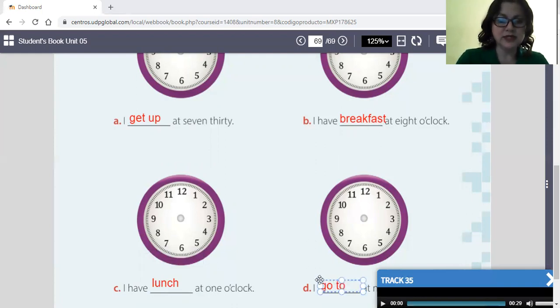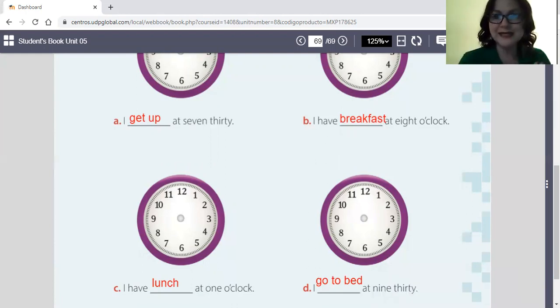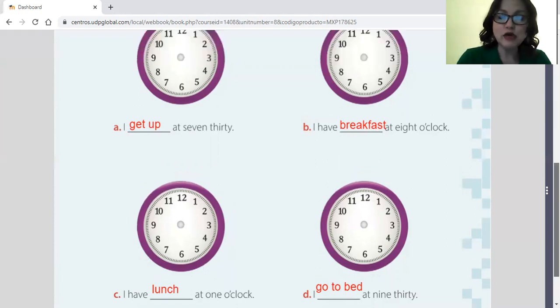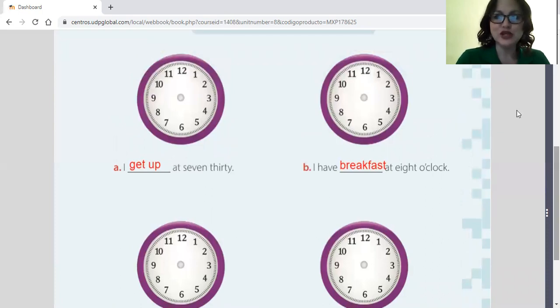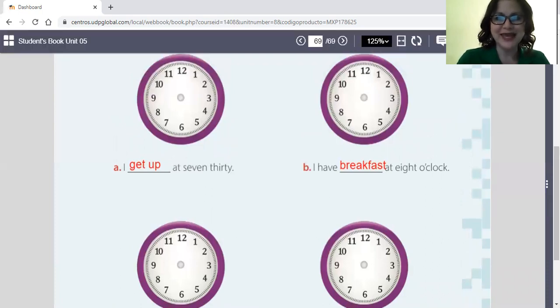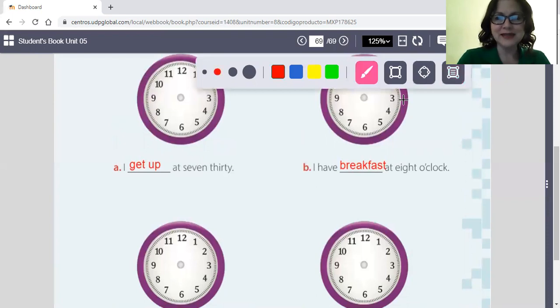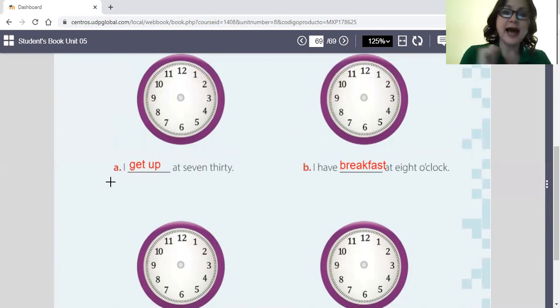Okay, go to bed. Okay? One more time. Go to bed. We finished completing the sentences. It's time to complete the clocks with the long hand and the short hand. Remember that. Just give me a minute. I'm going to change my tool again. Okay, so much better.